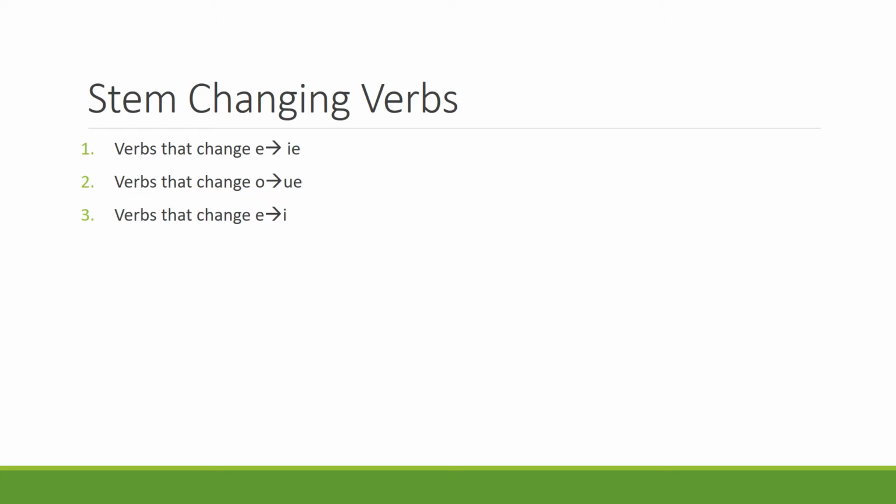So thinking about the stems of verbs, there are three different ways that stems might change in Spanish. We have some verbs that change the stem's vowel of an E to an IE. We have some verbs that change a stem's vowel, which includes an O, to a UE. And some verbs change the E to an I. And as you will see, this typically occurs in all forms except for the nosotros form. So let's do some examples so that you can visualize this.